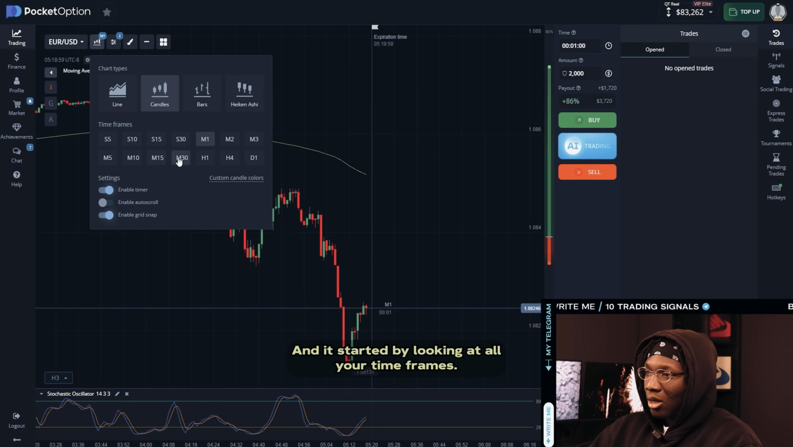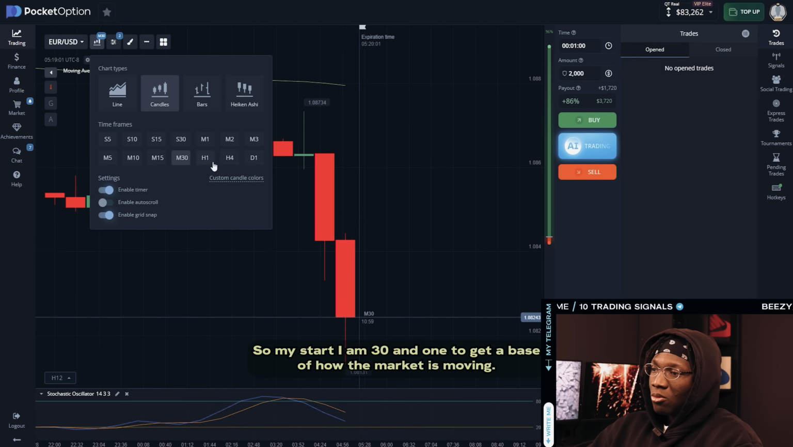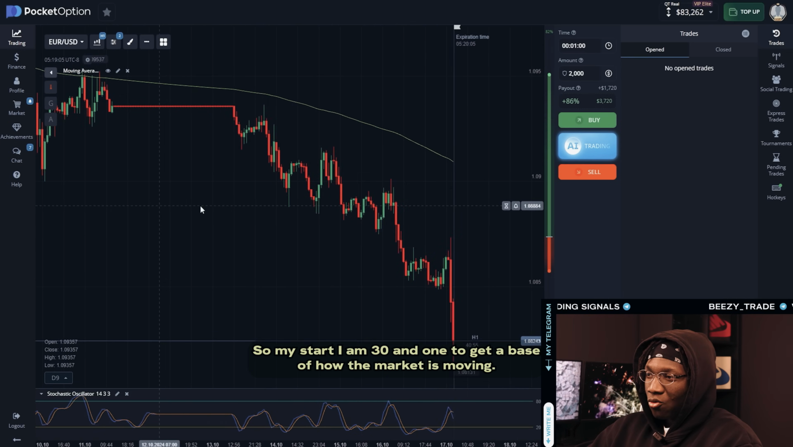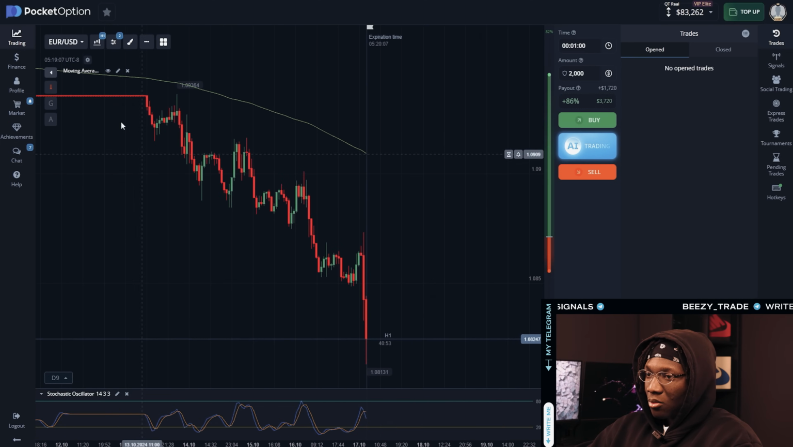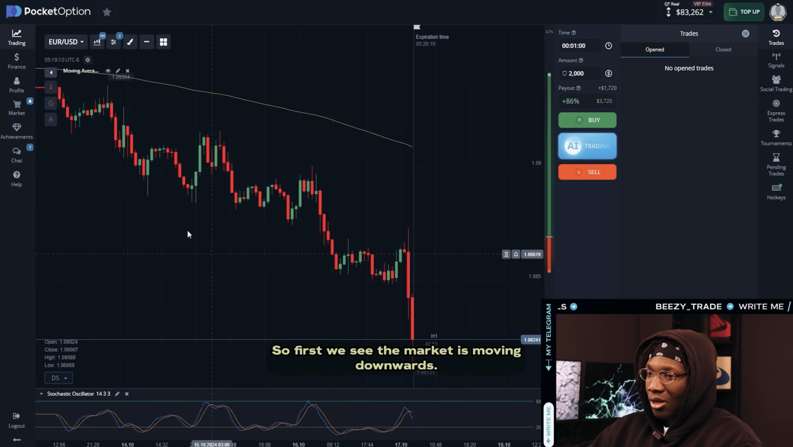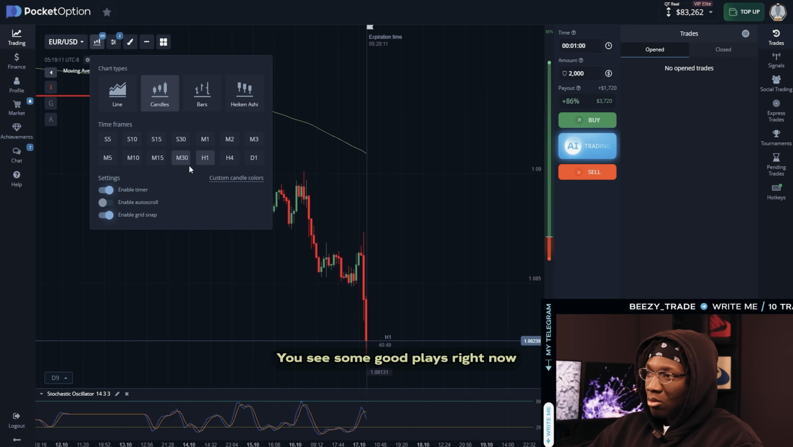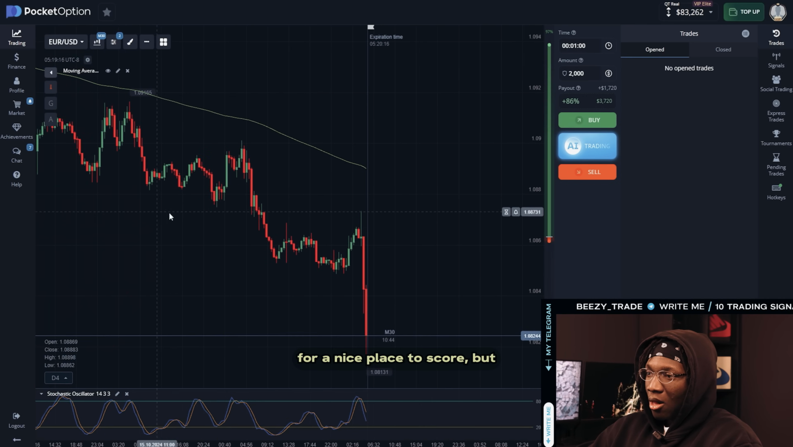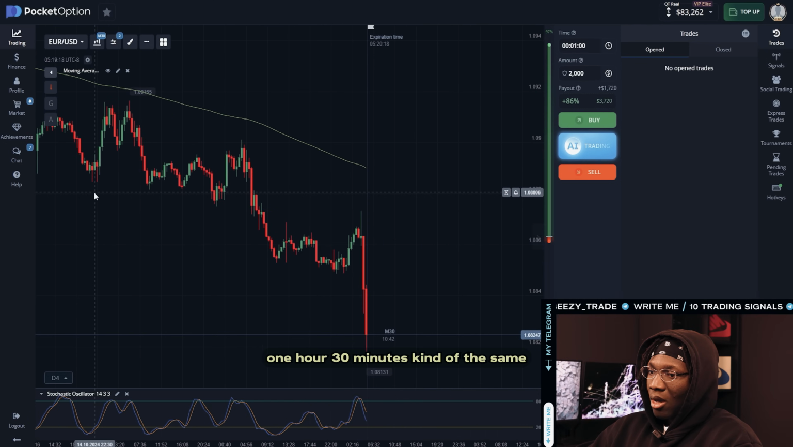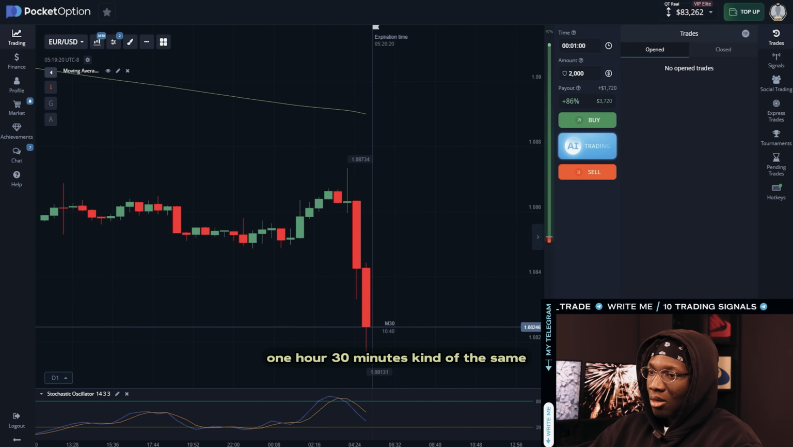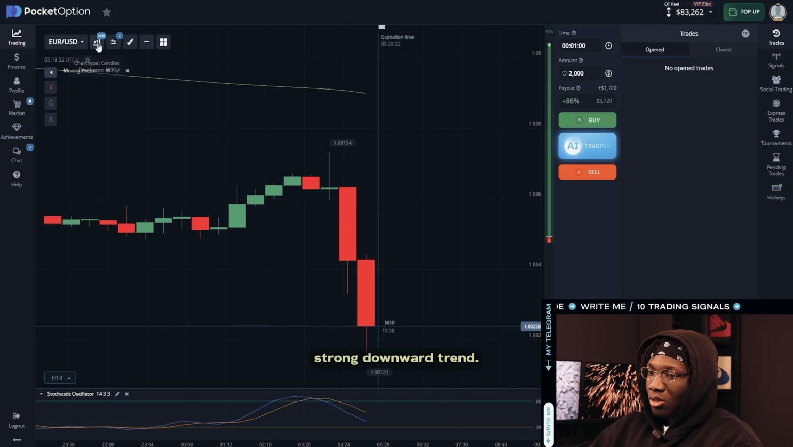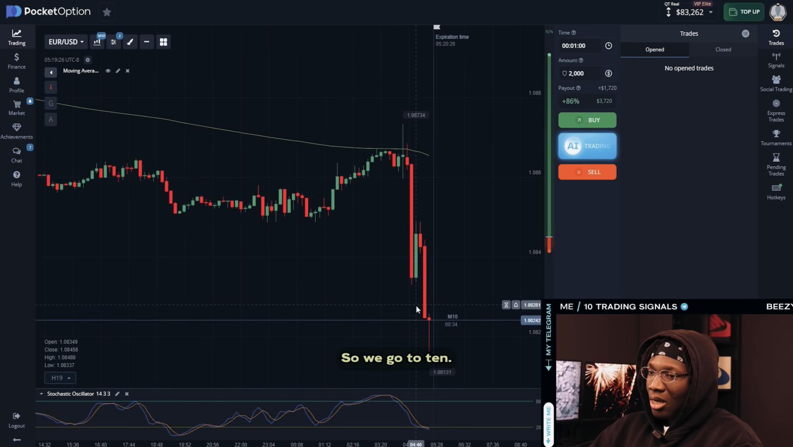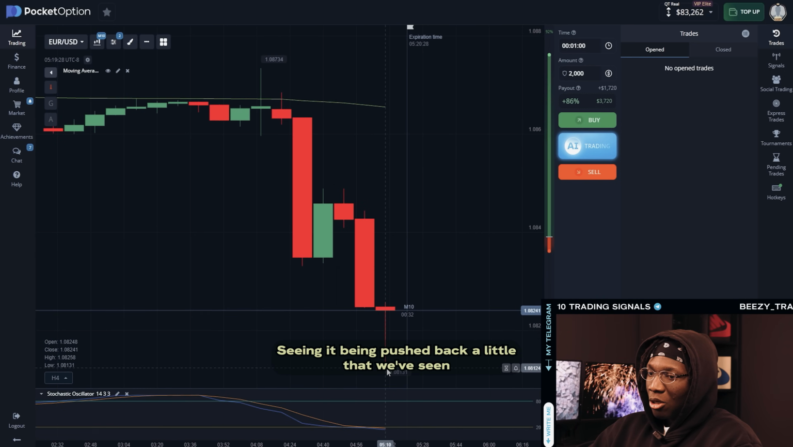I'm gonna start by looking at our higher time frames. So I'm going to start at M30, M1 to get a base of how the market has been moving. First we can see the market has been moving downwards. You can see some good plays right now. Look for a nice place to scalp at 1 hour, 30 minutes, kind of the same. Strong downward trends. So when we go to M10, seeing it being pushed back a little.